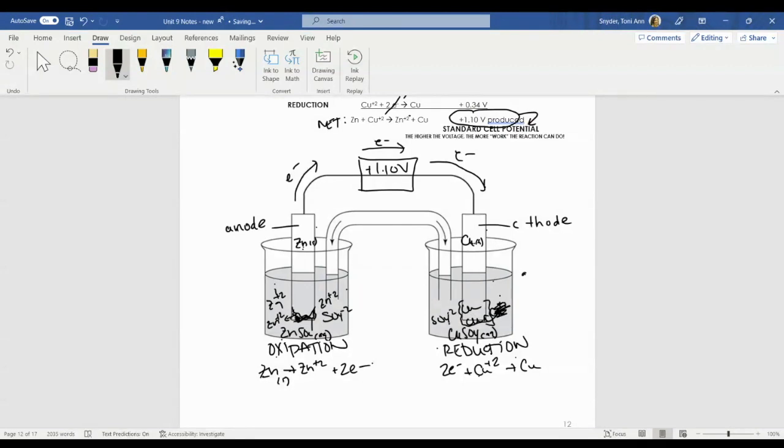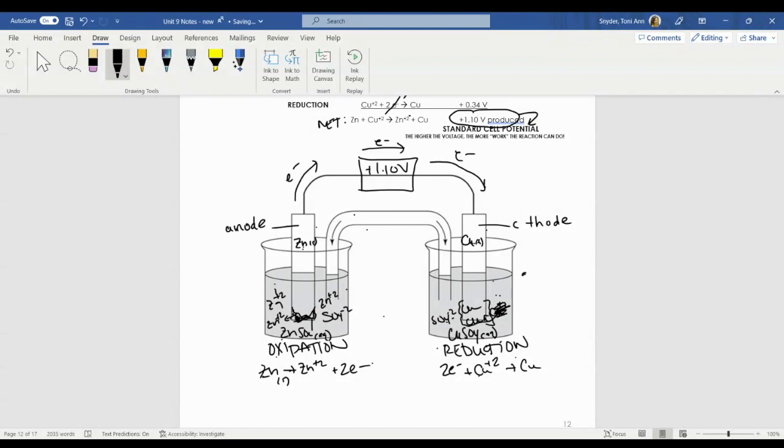And what we're going to see here is that this solution is going to become more negative, because if we're taking those positively charged copper ions out, I'm going to have a larger concentration of sulfate that's left. And this is where the salt bridge comes in, because I have a lot of positive ions here, and I have a lot of negative ions here. I can't have that. The charge has to be neutral.